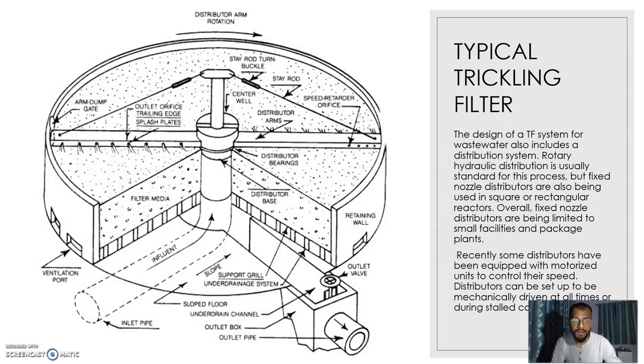The design of a trickling filter system for wastewater also includes a distributor system. Rotary hydraulic distribution is usually standard for this process, but fixed nozzle distributors are also being used in square or rectangular reactors. Overall, fixed nozzle distributors are limited to small facilities and package plants. Recently, some distributors have been equipped with motorized units to control their speed. Distributors can be set up to be mechanically driven at all times or during stalled conditions.